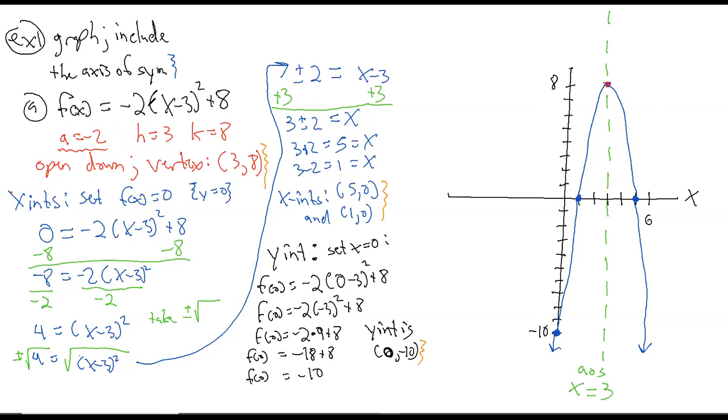We found the vertex based on the form. So there was our H and our K. We found the intercepts by setting the function equal to 0, and then the inside equal to 0. Setting the function equal to 0 is the X-intercept. Setting the inside equal to 0 is the Y-intercept. Then we plotted. We made our axis of symmetry because we were told to. And now we can do another example. So same instructions, we're going to graph and we're going to include the axis of symmetry.